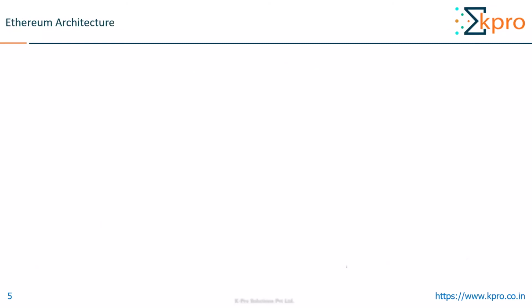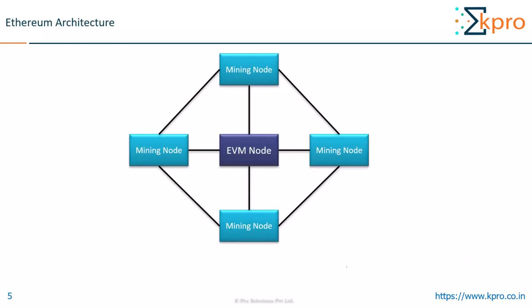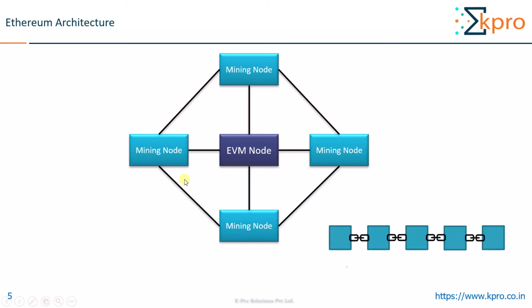Next, let us see the Ethereum architecture. So this is basically what the Ethereum network looks like. It has the mining nodes and the EVM nodes. These mining nodes will have the entire copy of the ledger starting from the first block ever created to the most current block. And this EVM node will have the smart contract.